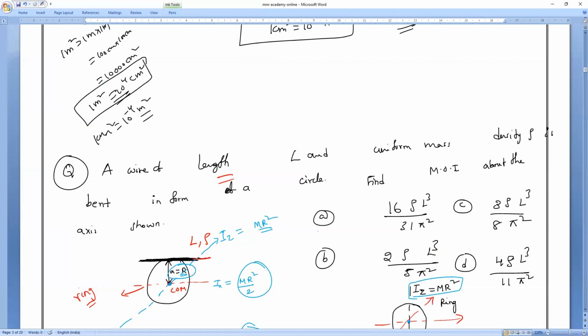What is the correct option, everybody? Option C. So 3ρL³ divided by 8π². This is our answer.